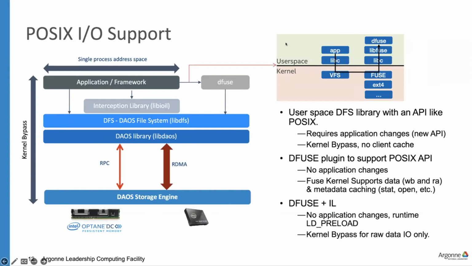In this little graphic at the top right, you have an application, and let's say you're doing a POSIX read. A POSIX read is usually implemented in libc. So libc is going to make a call into the virtual file system, that's the VFS layer of the kernel. So it'll be a kernel trap.